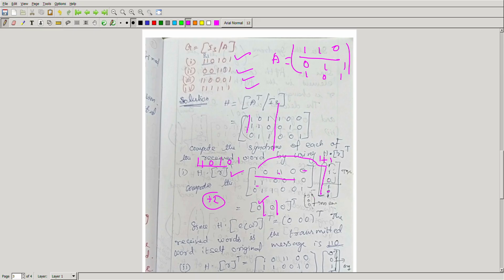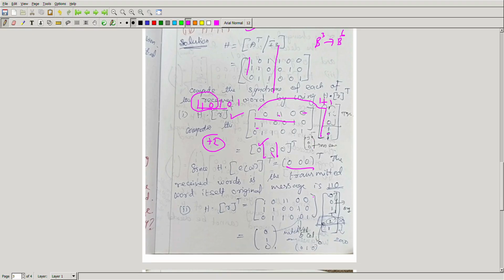You have to do transpose again. This transpose is 0, 0, 0, all 0. The received word is the transmitted word itself. The original message is the first 3 digits. From the question, the original message is the first 3 digits. Why are we taking the first 3 digits? Because they are asking for B3 to B6. That's what B3 is. The first 3 digits are the original password. Why? Because once you do the matrix multiplication, you are getting all 0. That's what, no change. You take it as it is.